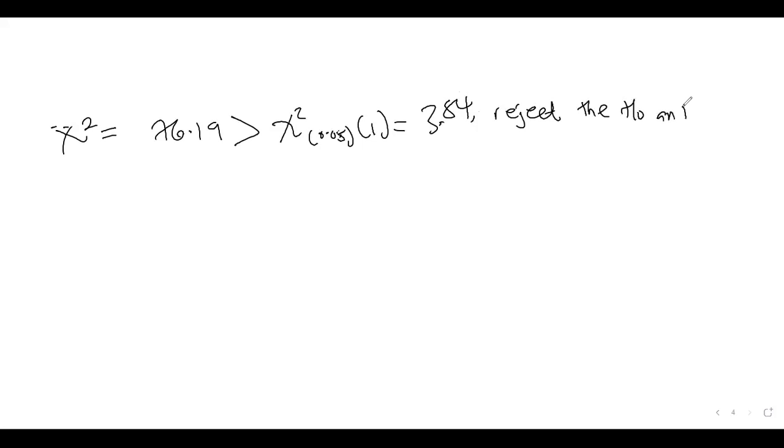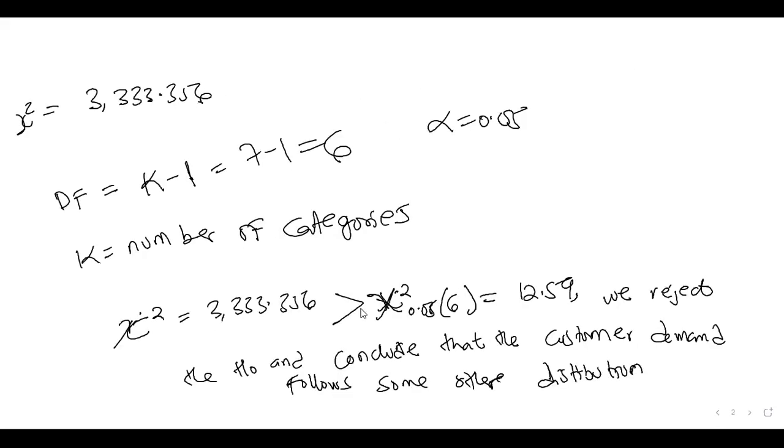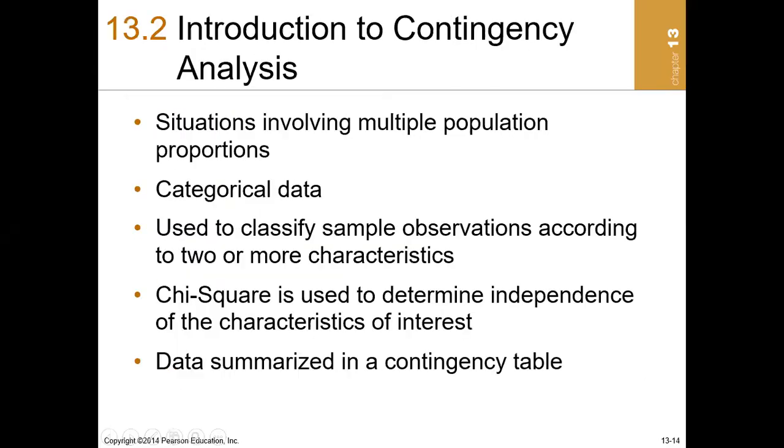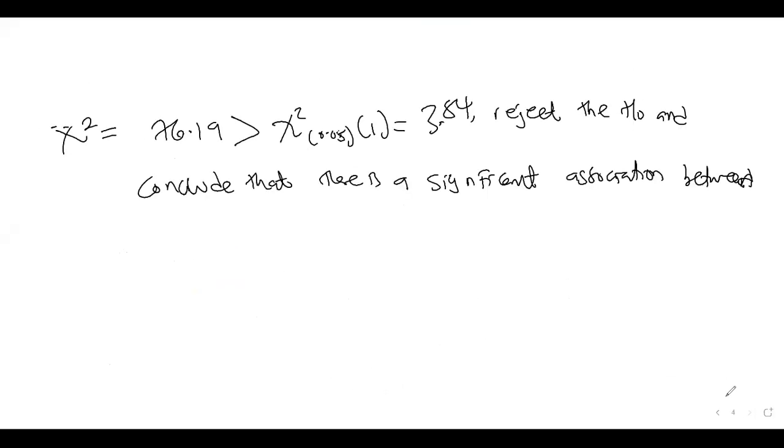the null hypothesis and conclude that, once we reject, that means that there is a significant association between, because we said that null hypothesis from the beginning, that there is no significant association, right? So this was a null hypothesis. So once we have rejected, the alternative is that there is a significant association between gender and source of funding, okay? Between gender and source of funding.